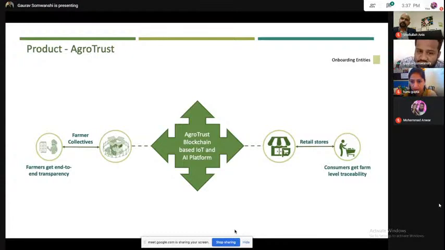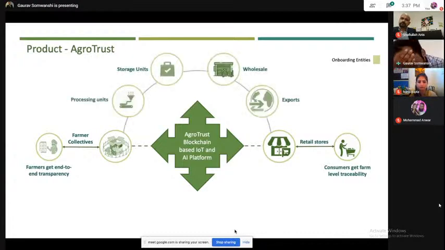How will it happen? First, we will onboard the entire farmer collective on the platform. So all the farmers' transactions, whatever they are producing or whatever rates they are getting paid, everything will be tracked and input on the blockchain platform. At the same time, what you see in front of you is very incomplete. This is not a value chain. In order to ensure that the customer or the farmers have a complete view of the value chain, we have to ensure that each and every point in the value chain is also a part of the platform.